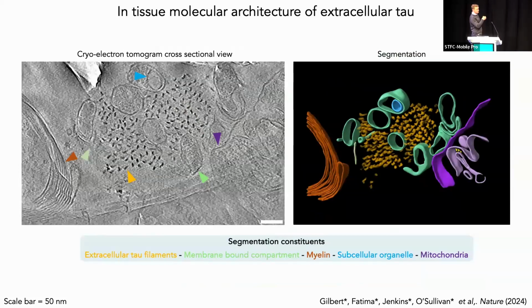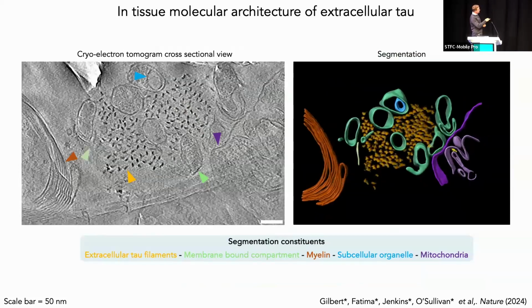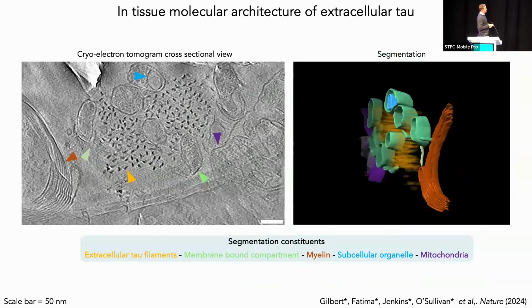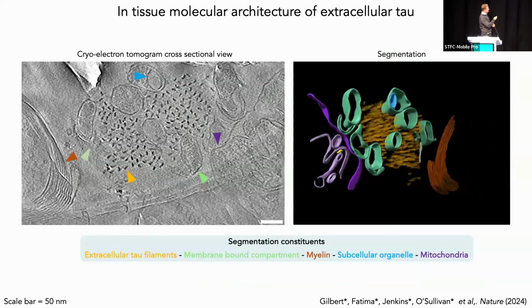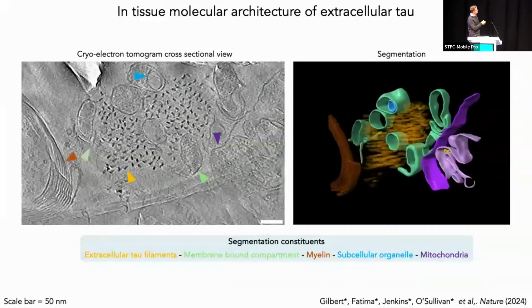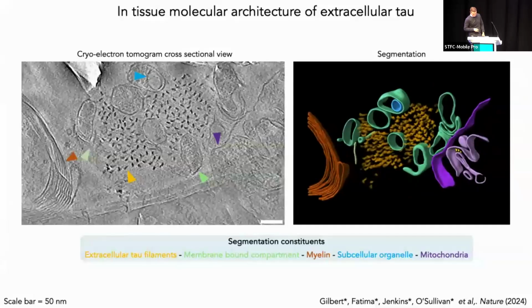Again, these are parallel clusters of unbranched filaments. Here we can see this cluster weaving around membrane-bound compartments and situated between a myelinated axon and a mitochondria.